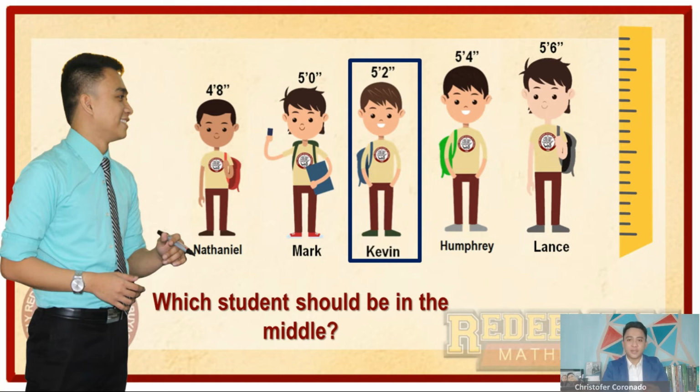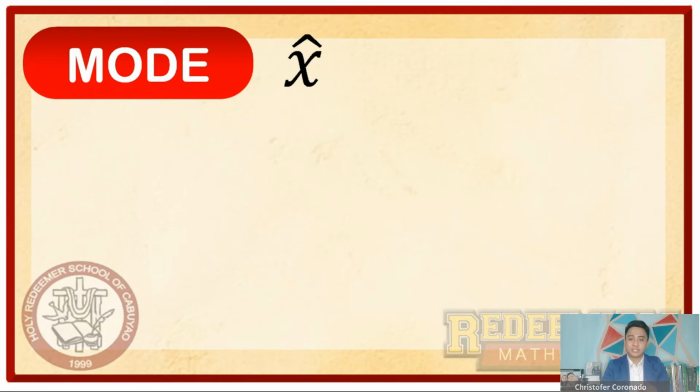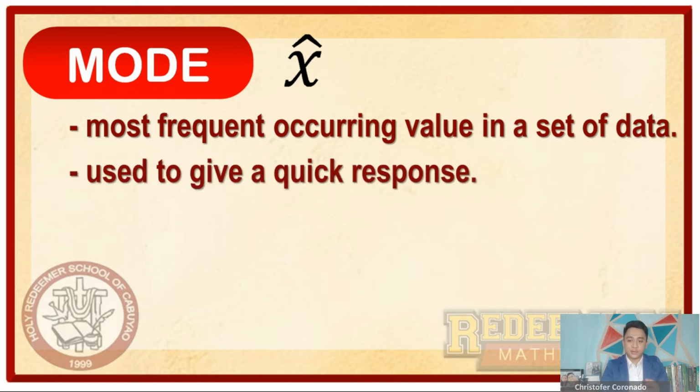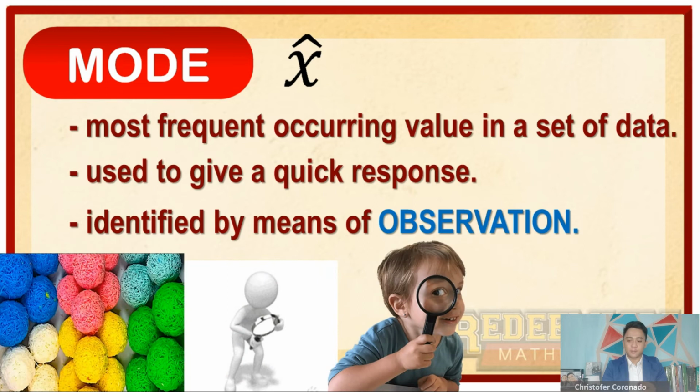After knowing the mean and the median, let us now go to the mode. Mode is a term assigned to the most frequent occurring value in a data set. Most of the time, mode is used to give a quick response. And unlike the other measures of central tendency, it doesn't use a formula. Mode can be identified by a simple observation. The number that appears most is the mode.